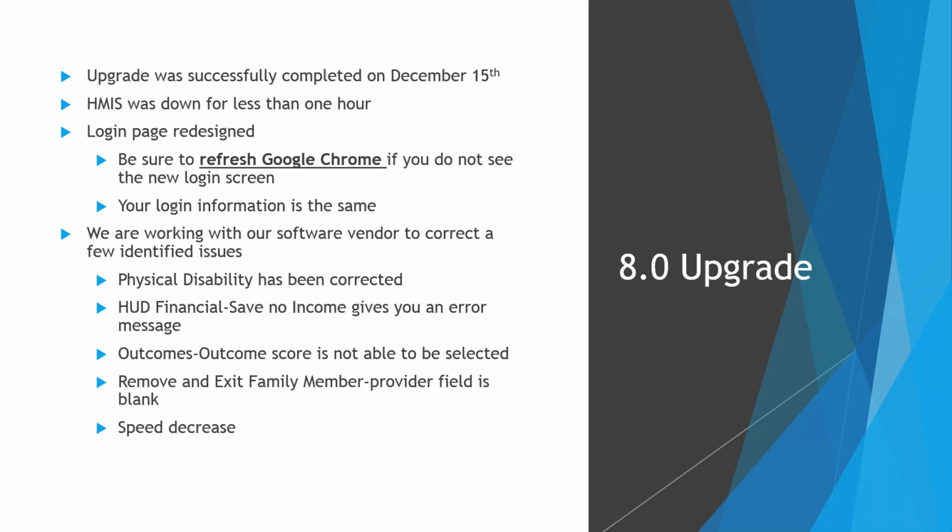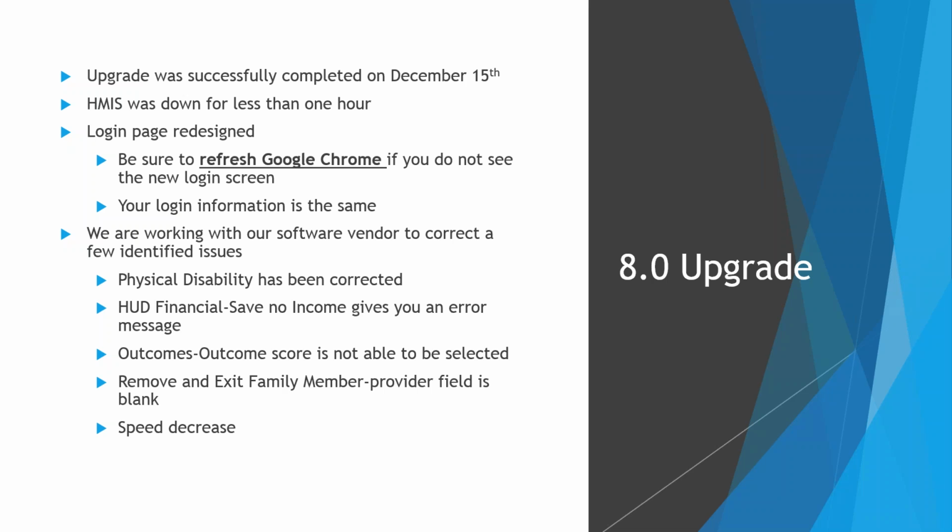Another one on the outcomes. If your exit assessment has an outcome section in it, you may have noticed that the outcome itself is there. However, when you try to enter the outcome score, it is not able to be selected. So once again, this is something that we have identified and have addressed with our software vendor, and we hope to have it corrected soon. But we will keep you updated on it as well.